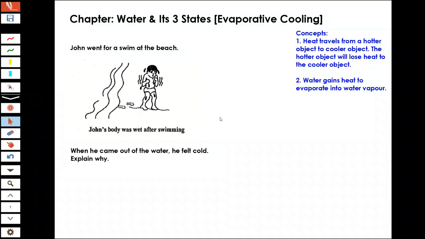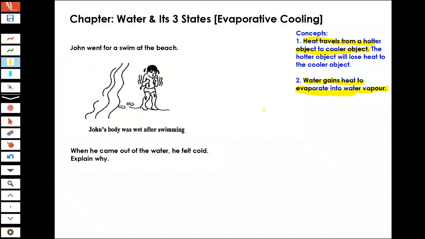In order to solve this question, we need to recall two concepts. Concept number one is from the primary 4 chapter, heat energy. It is about how heat will always travel from a hotter object to a cooler object. This results in the hotter object losing heat and the cooler object gaining heat from the hotter object. Concept number two is from your P5 chapter, Water and its Three States, whereby water will gain heat in order to evaporate into water vapor. These are the two concepts we are going to use to solve this question.